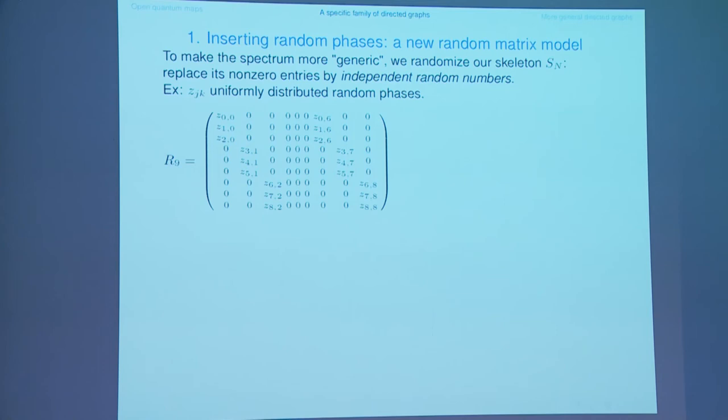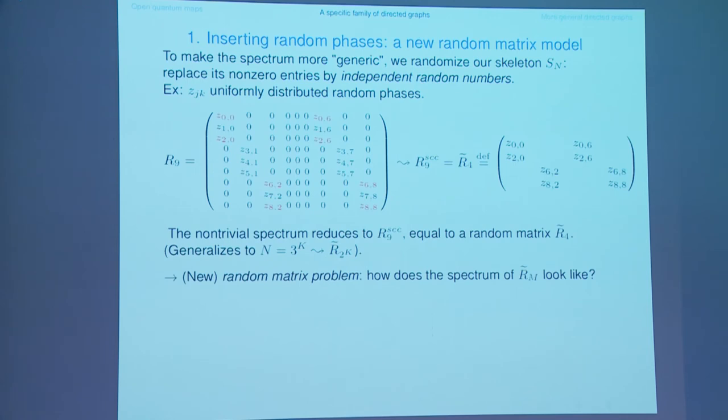So the first and main example I would show is to put some randomness, in order to get a more generic spectrum. Randomness here will be to keep the geometry, the topology of the graph, the non-zero entries, but put random phases instead of these specific values I had before. So I keep the same topology and put independent random phases. They could be more general than random phases: I want them to be complex valued, and I want them to be non-zero. So I put phases uniformly distributed across the unit circle.